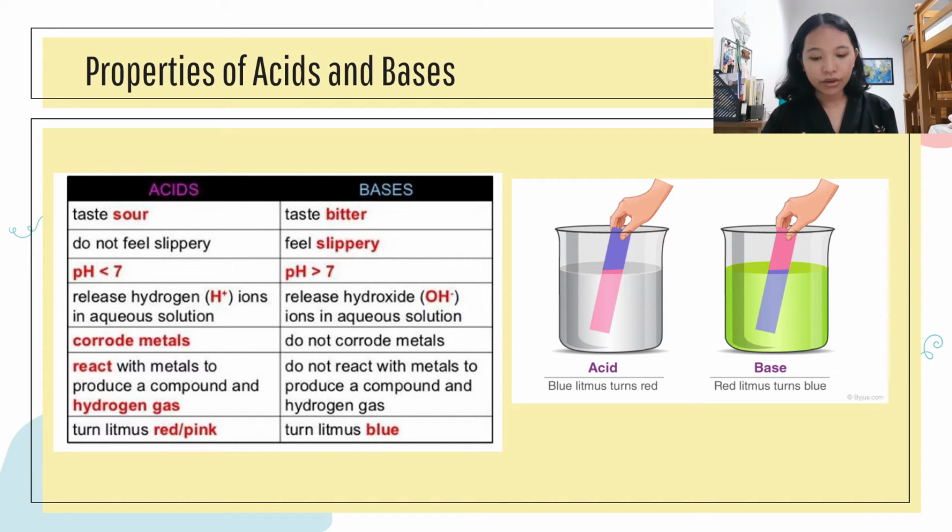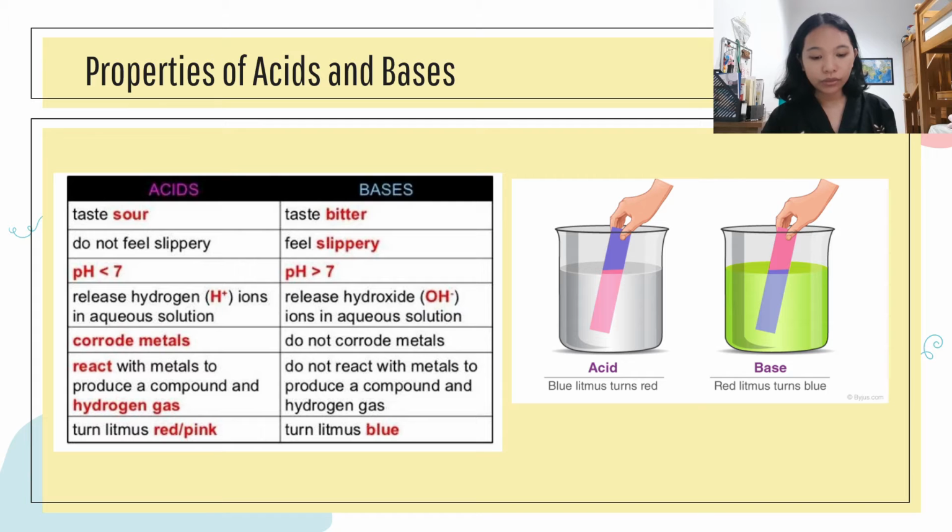So acids taste sour while bases taste bitter. Acids do not feel slippery while bases do. Acids have a pH level lower than 7. Bases have a pH level higher than 7. Acids can release hydrogen ions in aqueous solution. Bases can release hydroxide ions when dissolved in water.